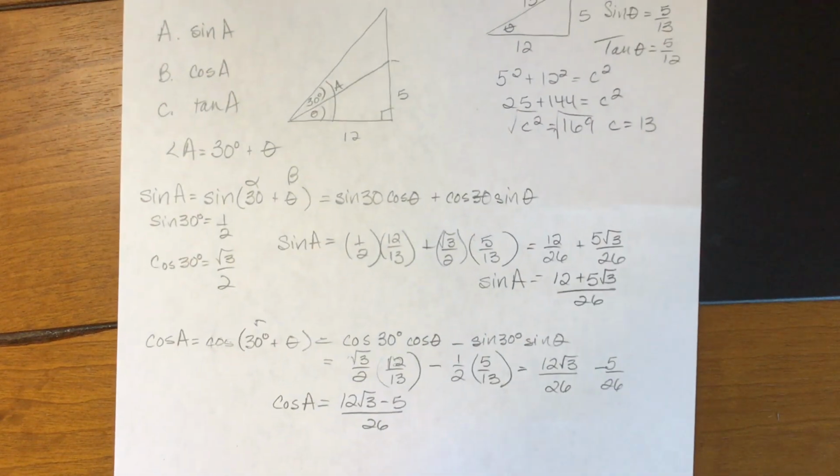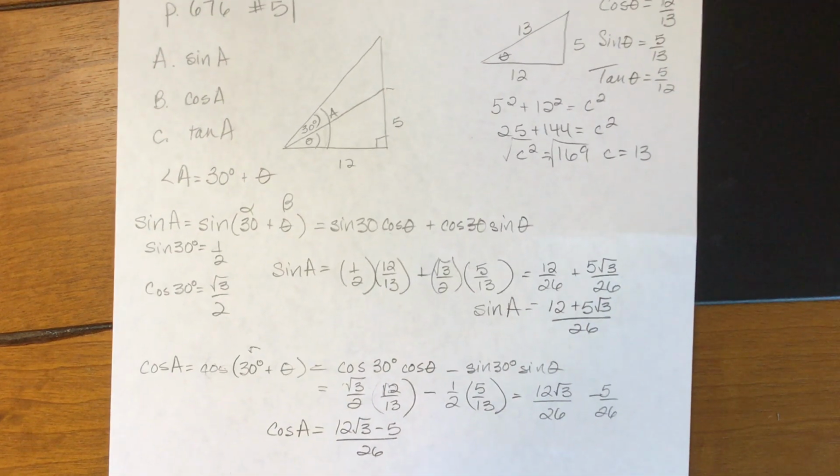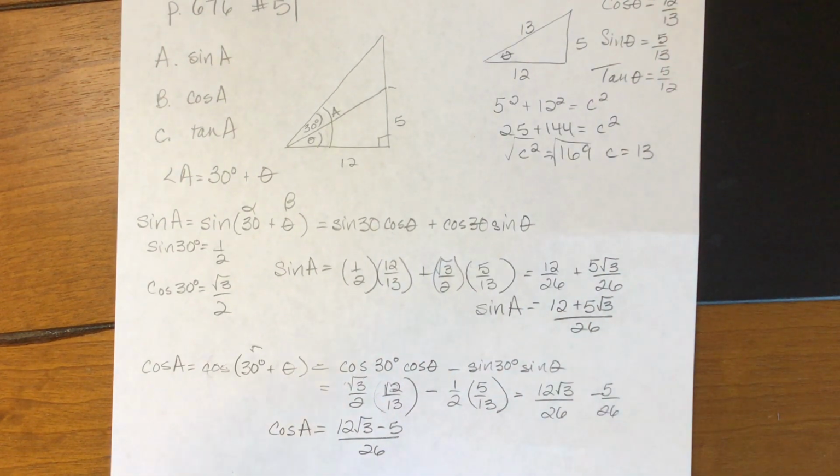Right, so here's a summary of what we have so far. You might want to pause and take this down before we head into tangent, because, if you guys remember from Monday, Tuesday lesson, tangent's harder because it's got a numerator and a denominator in its sum identity.